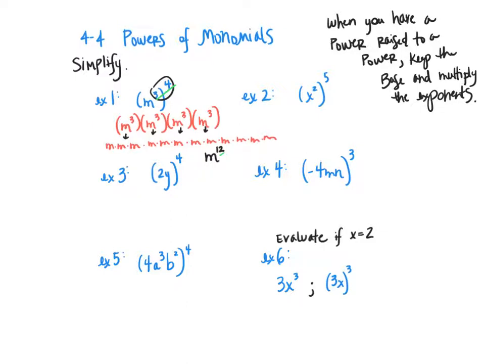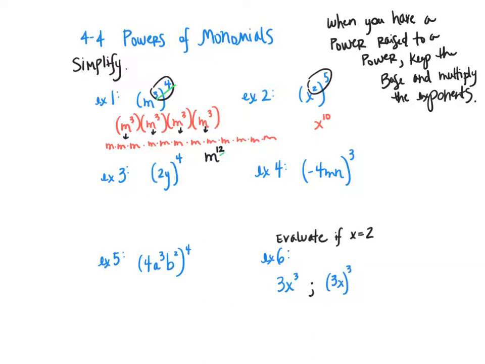We have a power raised to a power, and so if we were to write out what this means, it's going to be x to the second times x to the second times x to the second 5 times. And what we're going to end up with is x to the 10th power. So if you need to write it out, write it out. But if you recognize that it's a power raised to a power, you can use your exponent rule.